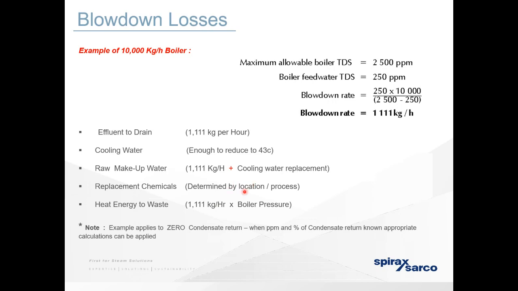Replacement chemicals are determined by location and process on your costs, and the heat energy to waste. So it's going to be 1.1 times the boiler pressure, which will give you your enthalpy. The example applies to a zero condensate return system, so when the parts per million or percentage of condensate return is known, appropriate calculations are applied. So it's kind of our get-out-of-jail clause there. But effectively, on a zero return and 10,000 kilograms an hour, this is the formula you can use to see how much your blowdown rate should be.